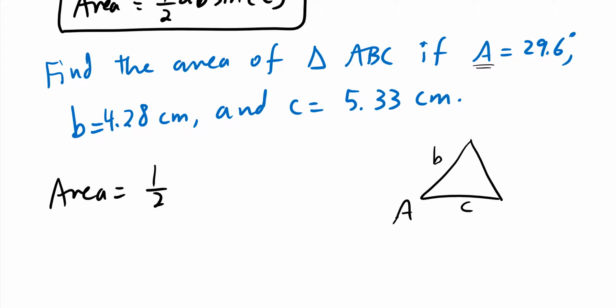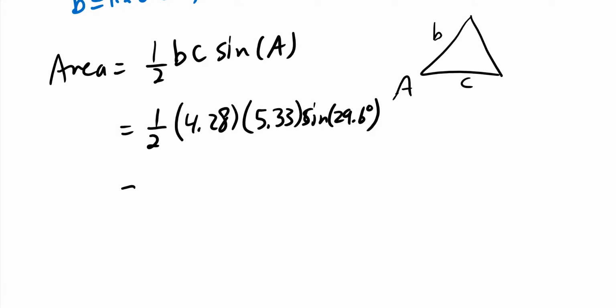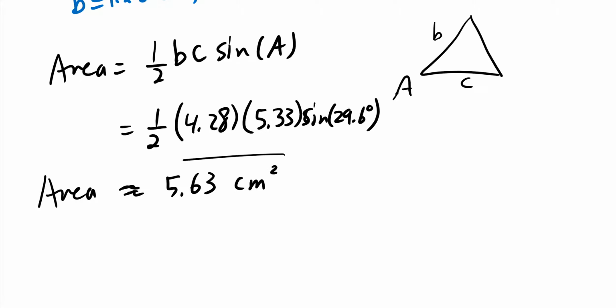The two letters that are given are the two sides B and C, so 1/2 BC sine angle A, and all I have to do is substitute. B was 4.28. It's important to substitute the numbers in. Sine angle A, which is 29.6 degrees. Then all we have to do is put that into the calculator and get the area to be about 5.63. Don't forget the unit measure, which is centimeter square.